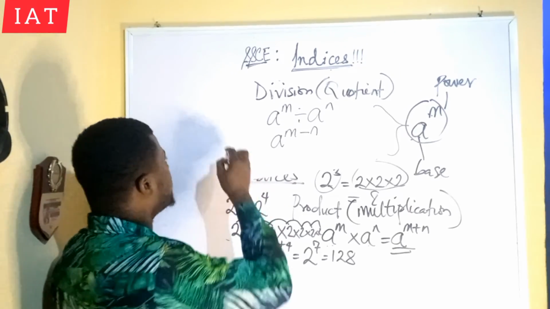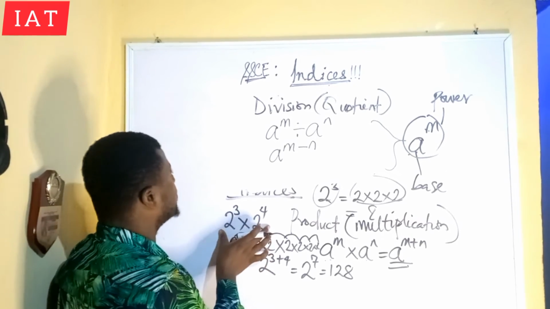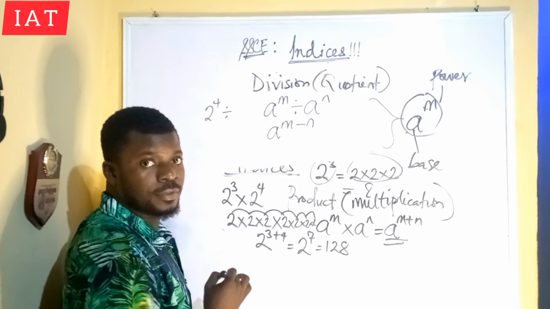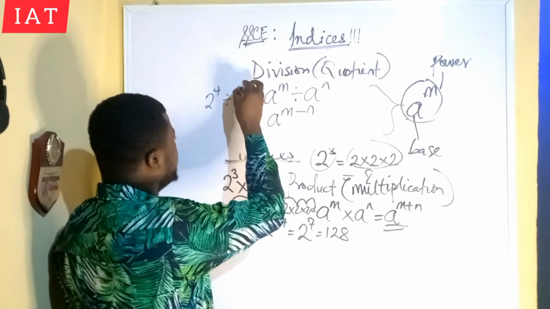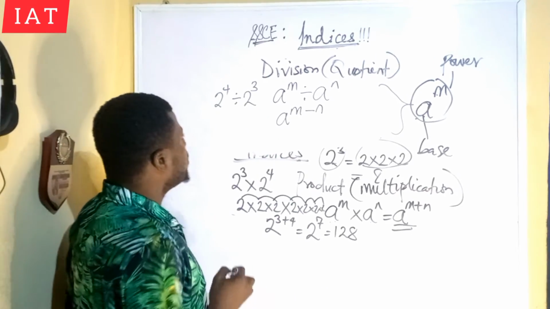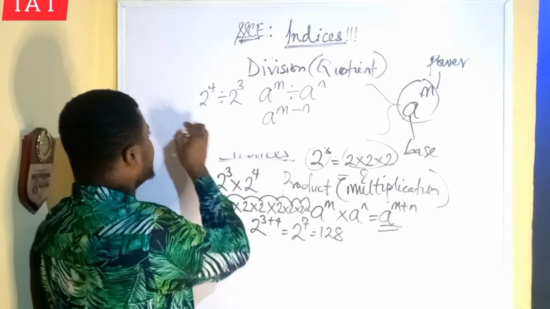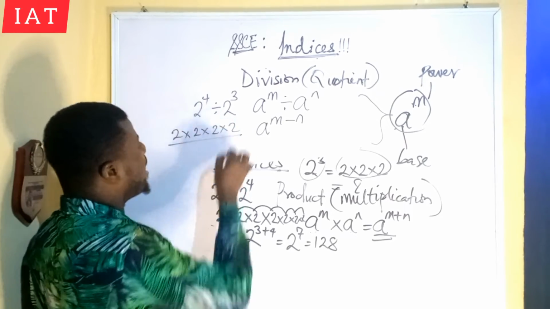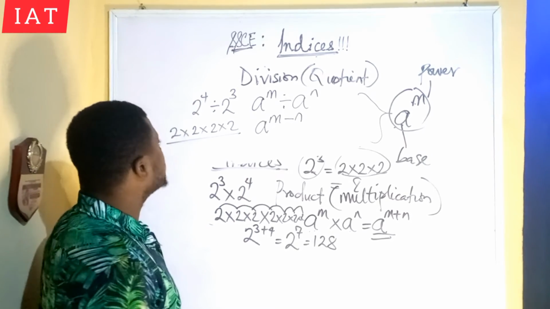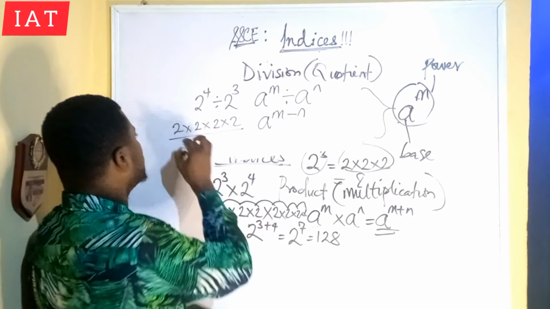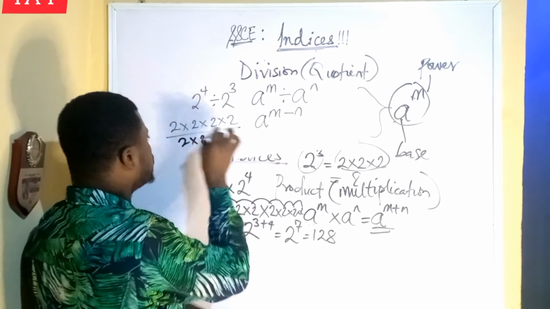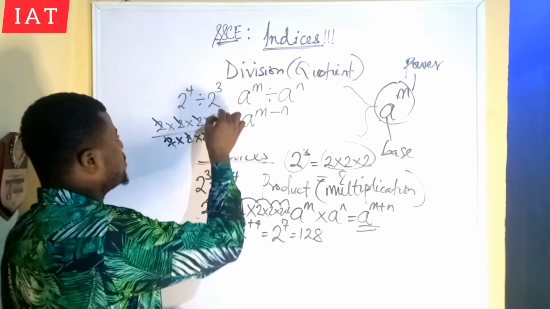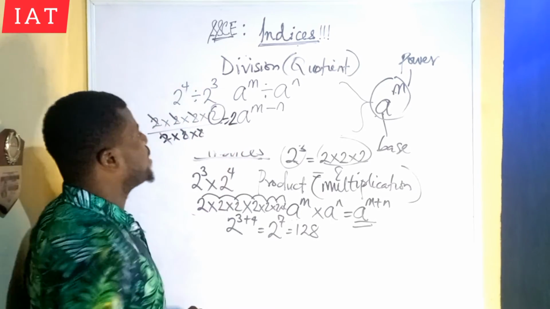So in a nutshell, if I have a similar problem like this, 2 to the power of 4 divided by 2 to the power of 3, instead of having to multiply 2 by 2 by 2 by 2 and dividing it by the other one, which is 2 by 2 by 2, this cancels out, this cancels out, this cancels out. What remains is only 2, and the answer is that.